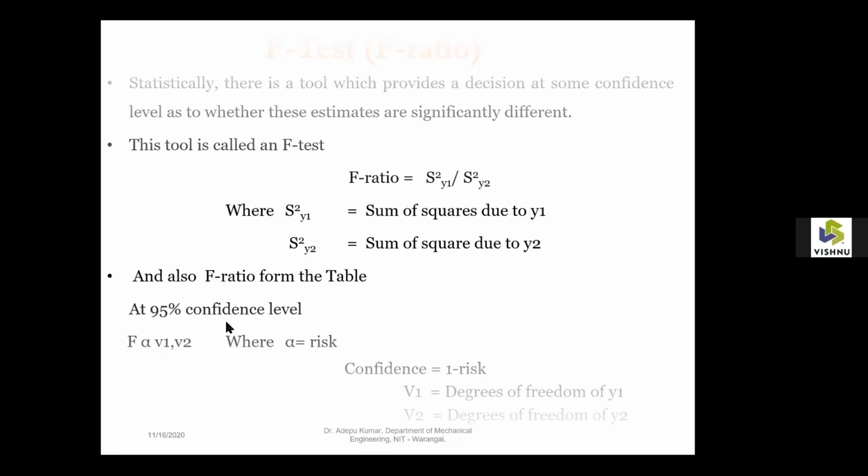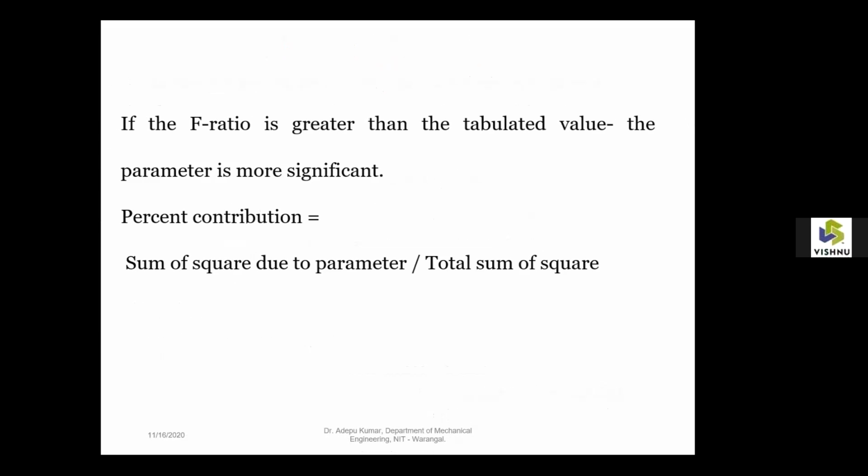Then, if the F ratio calculated from the analysis is greater than the tabulated value, the parameter is more significant, otherwise insignificant. So from the F ratio, you should identify whether this particular parameter is significant or not. And also you should calculate the percent contribution of each parameter to the performance.